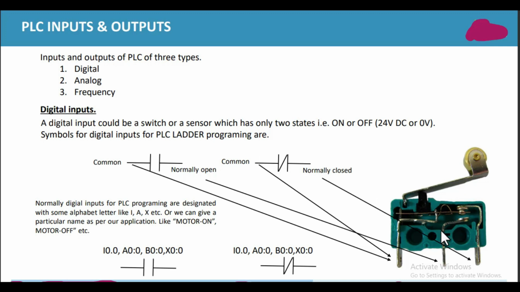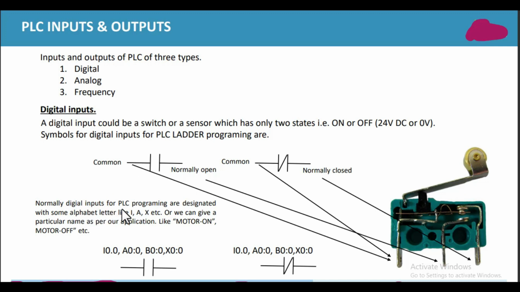And in case of a physical switch, you can see that this is the common, this is the normally open, and this one is the normally closed. When it is turned closed, then this switch will be attached with this and this will be turned open. So these are different forms of the switches.